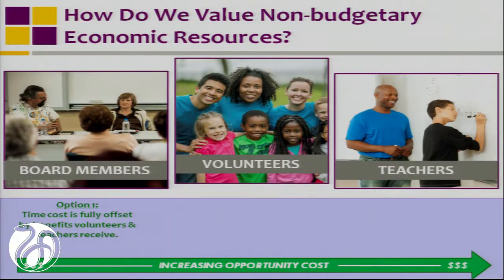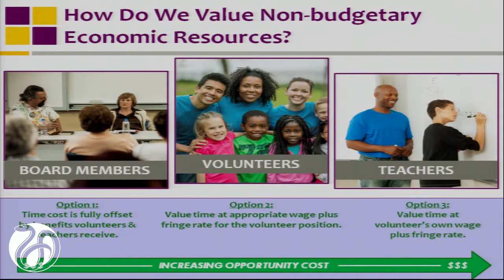So the first option that I found in the literature is that the time cost for these people is fully offset by the benefits that they and others receive or that students receive as a result of the intervention. And so in this case, the opportunity cost would be 0. The second option said that no, the time cost should be valued at the appropriate wage plus fringe rate for that position. The third option goes even a little bit higher, and it suggests that actually when volunteers give their time, they're trading off time that they could be spending in the workforce. So instead, we should be valuing time at those volunteers' actual rate, wage plus fringe, in the labor force, in their jobs.